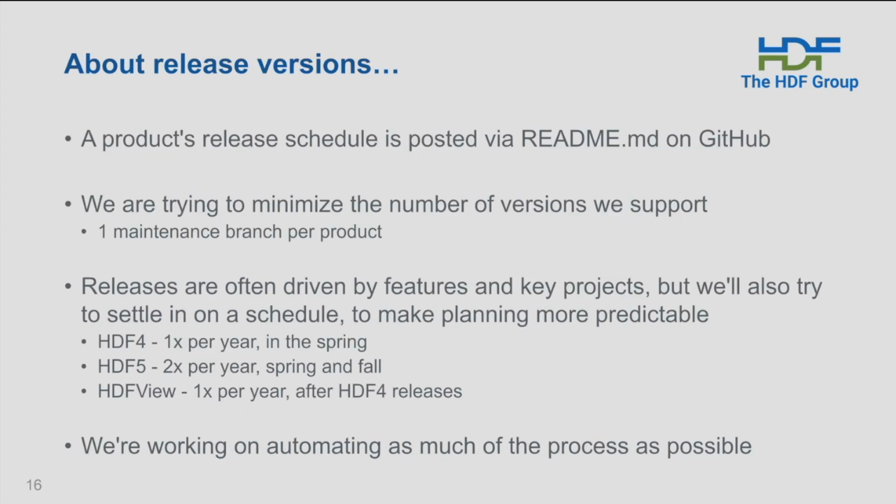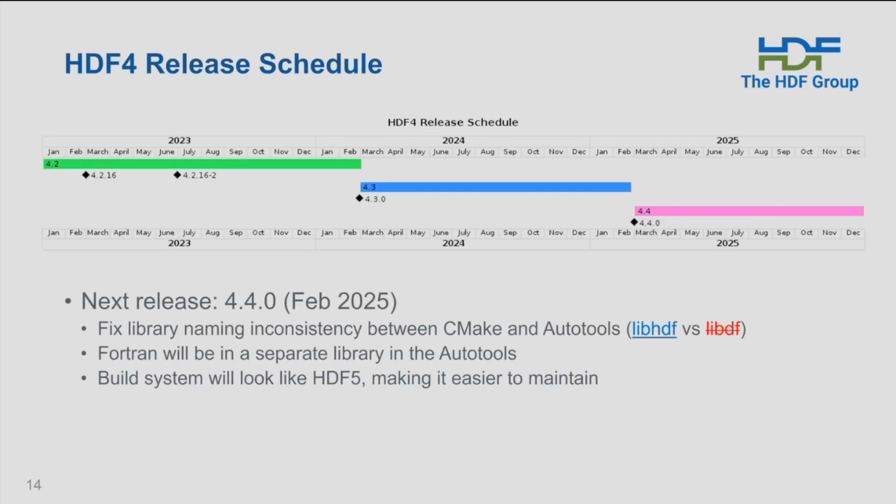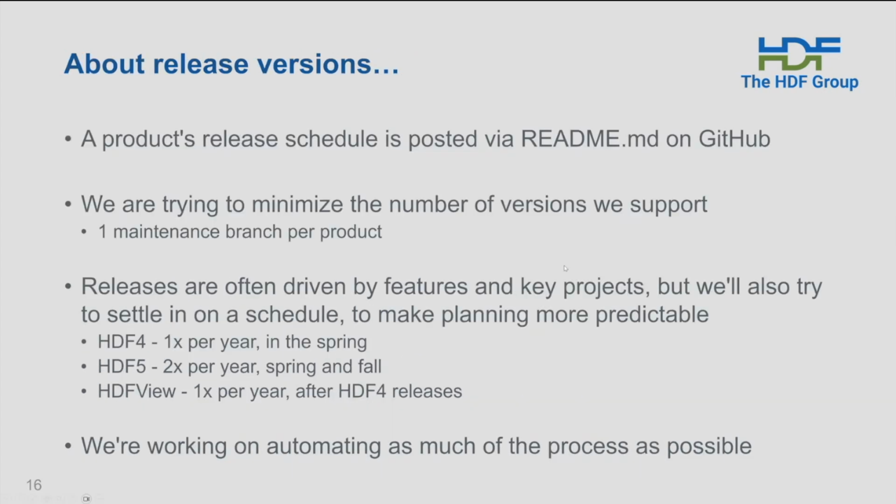And about our release versions, we're trying to minimize the number of versions that we support. The release schedule is posted on GitHub. You can see what's coming up. I list features that I think are important that we're working on. These figures, these plots, are all in GitHub, so you can see them. We release HDF4 one time a year in the spring. We release HDF5 twice a year, spring and fall, and HDFView one time a year after HDF4 comes out.